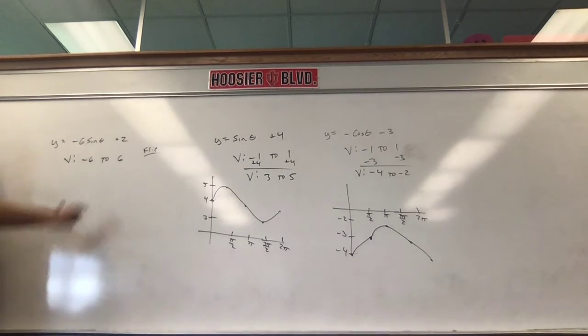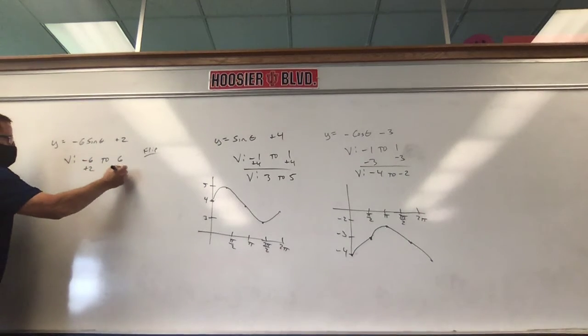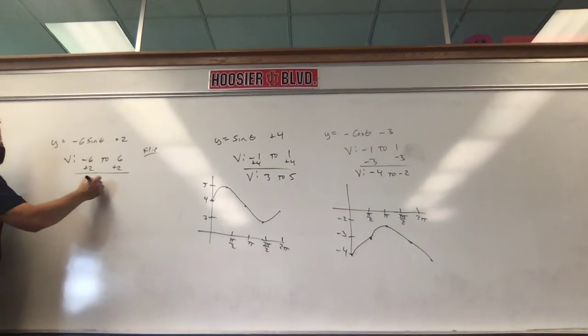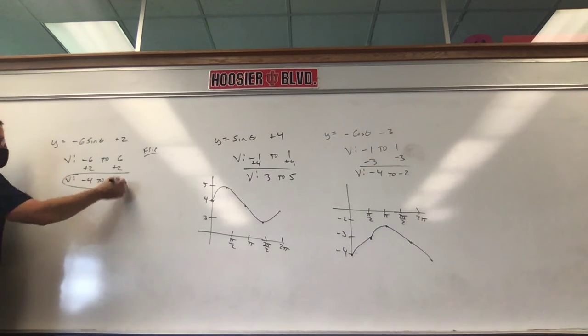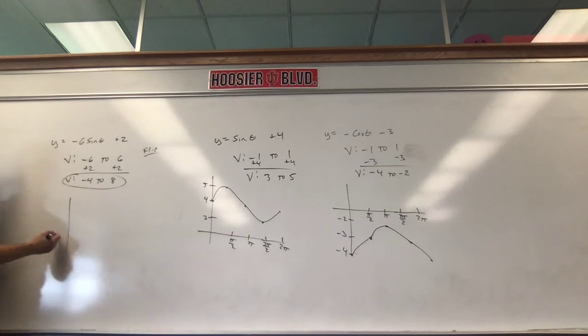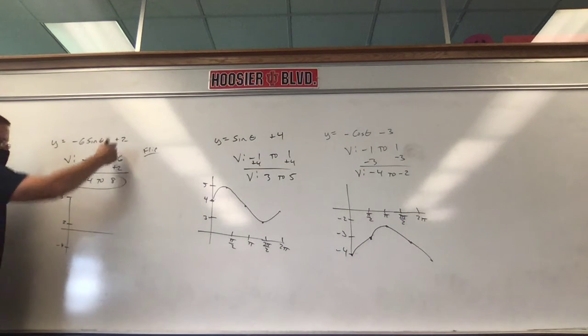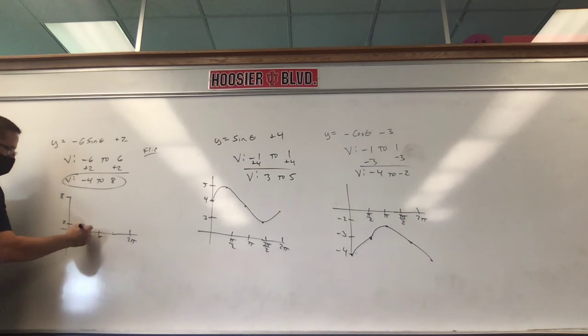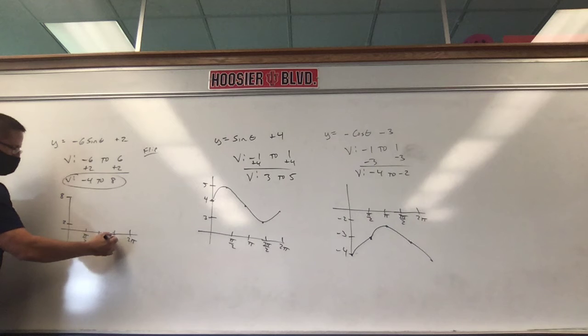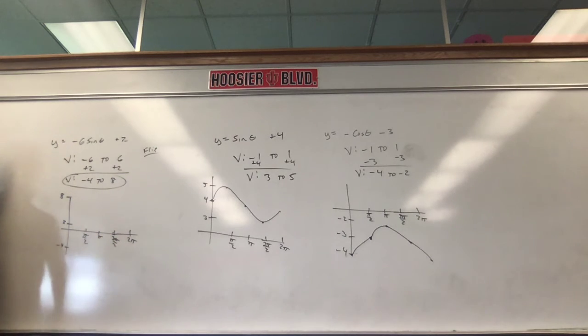Okay? But I need to add 2 to both of these. So it's going from -4 to +8. Okay? Now we're ready to graph it. So we got -4 to +8. And what's halfway between -4 and +8? +2. Okay? That number right there is always right in the middle. So we have 2 pi over 2, 3 pi over 2.